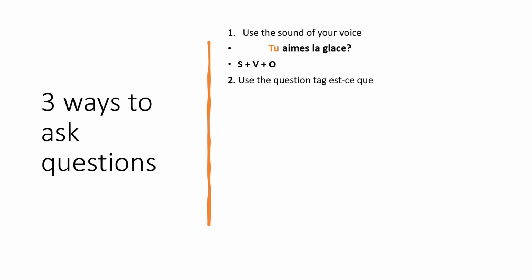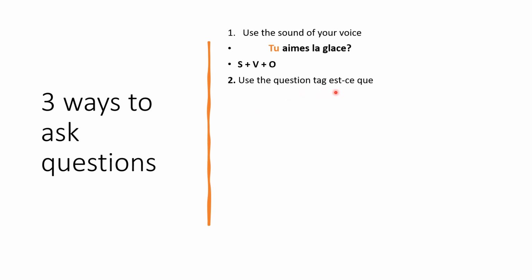Okay? So the first one, remember, use the sound of your voice, raise your voice at the end of the sentence. So let's go back to number one. Tu aimes la glace? It's a question. I don't know. I'm asking you. Tu aimes la glace. It's a statement. I know. All right? Now, let's look at the second way of asking questions.